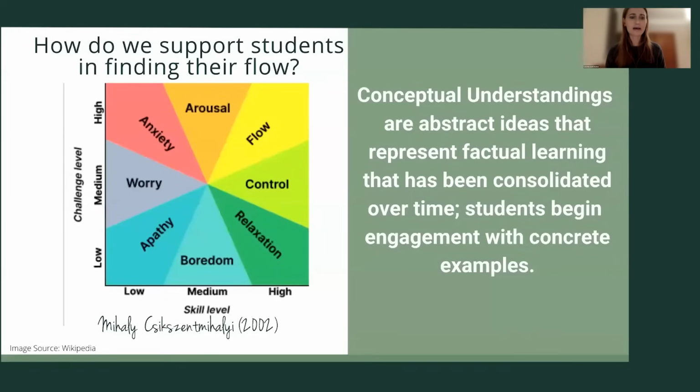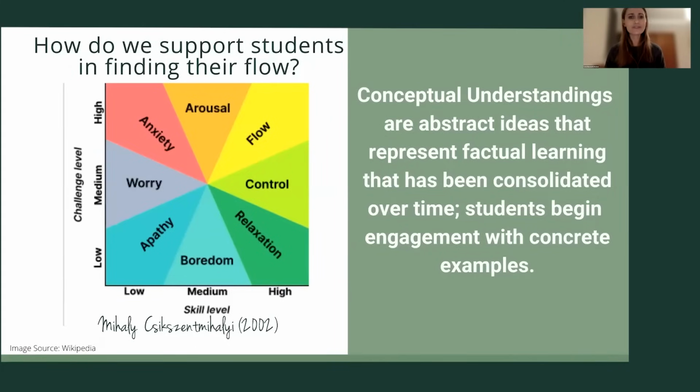And then with that, we want to think about some of the psychology around what we know with flow, and how we need to balance the skill level and challenge level for students. Conceptual understandings are extremely abstract because it is kind of a synthesis of factual learning that has been consolidated over time. You see a pattern emerging from example, example, example, example, and that allows you to say, well, this is what I think is true based on that particular content. So that requires quite a lot of higher order thinking skills.